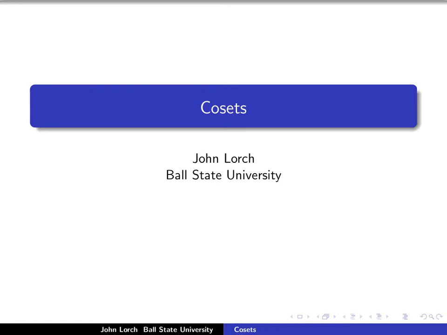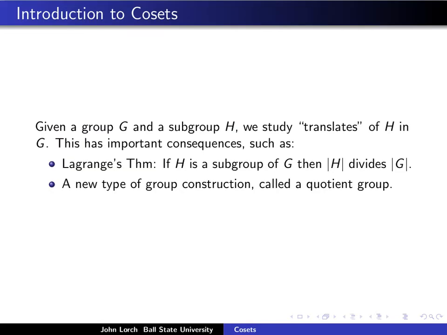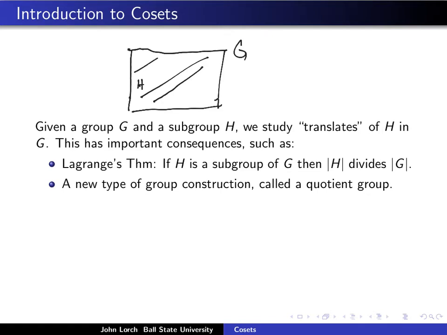Hi everyone. In this video we're going to discuss cosets. So the idea here is to start with a group G and a subgroup H, and then study the translates of H in G. You can sort of draw a picture of this as follows. Imagine G, our group, as this square, and H living inside of G. So there's H. And we're going to just smear H around within G. Those are going to be called translates or cosets of H in G.